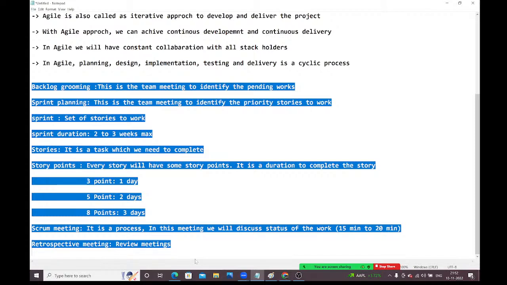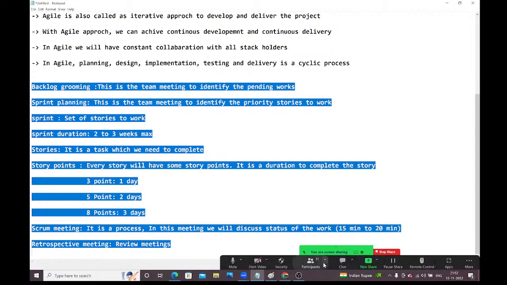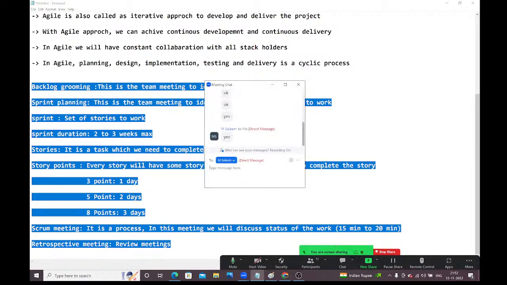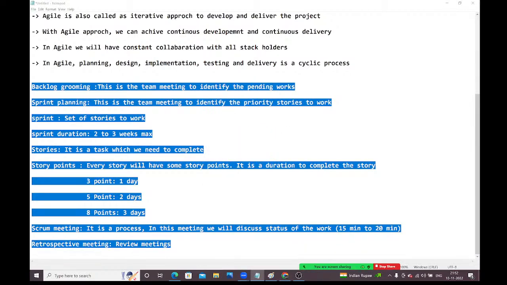Is it clear, guys? Please respond once. What is Agile? What are the advantages of Agile? When we are working with Agile, what terminologies do we need to use in the company?